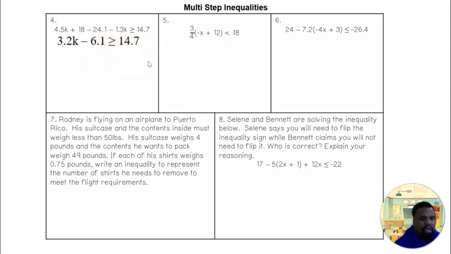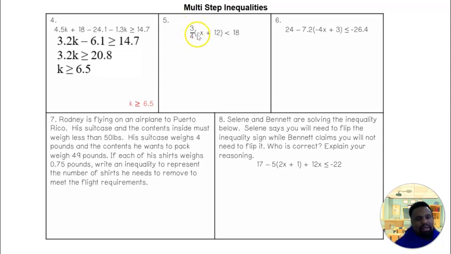Now we've got our two-step. Add 6.1 on both sides. That's going to give you 20.8. And then divide both sides by 3.2. And then k is greater than or equal to 6.5. That's going to be the inequality. All right, look at number 5.